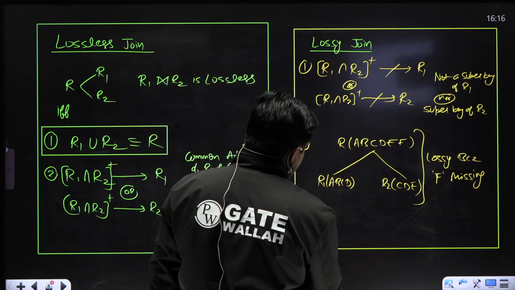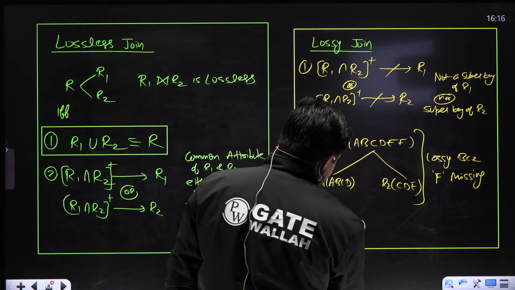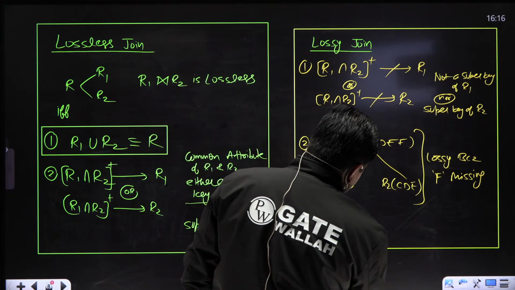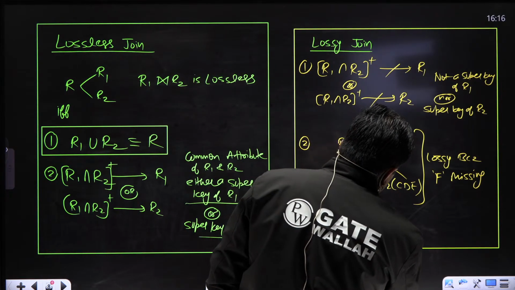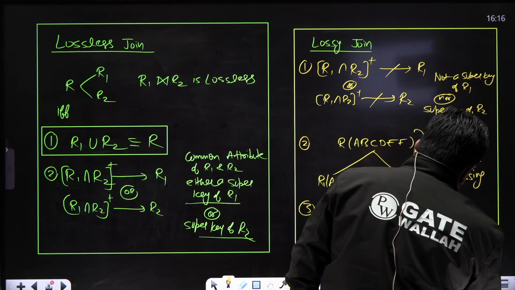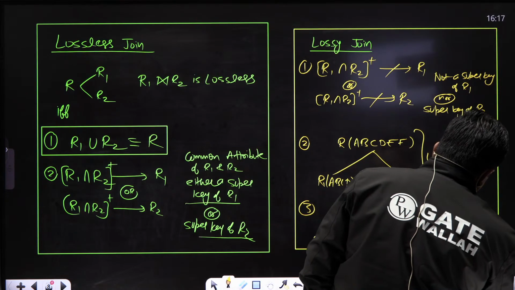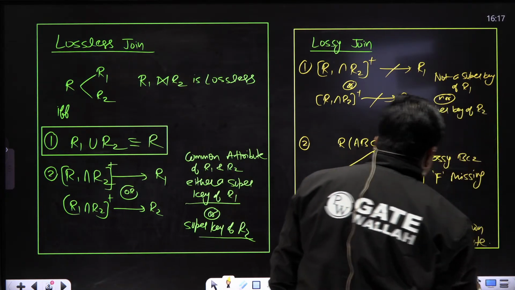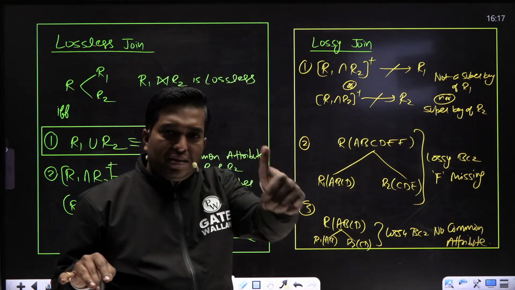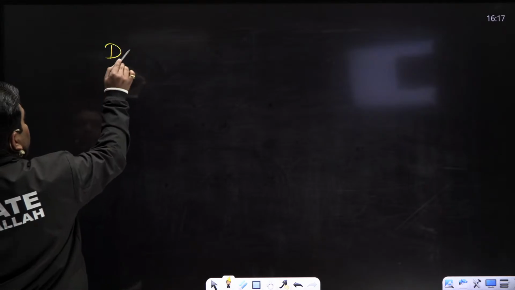Third point: if you decompose a relation such that R1 is AB and R2 is CD, then it will be lossy because there is no common attribute, my dear. This is the concept of lossy and lossless. Kindly like the channel.